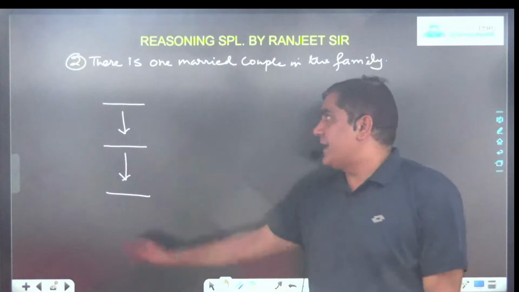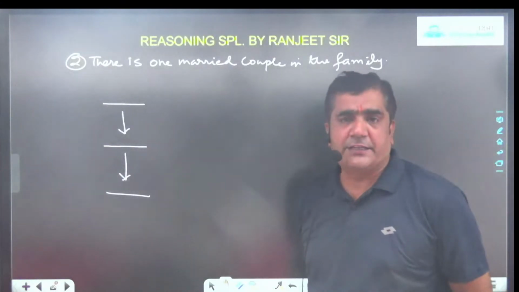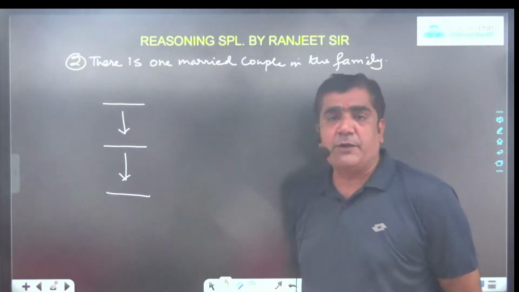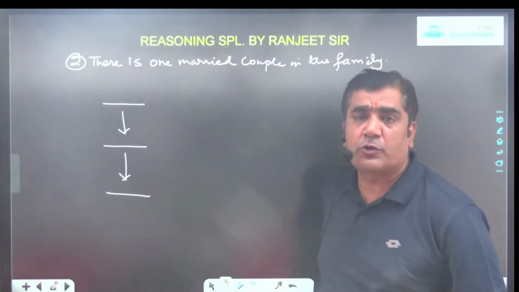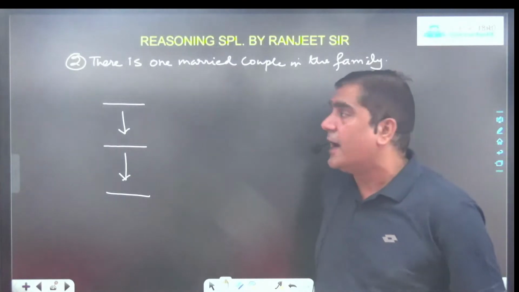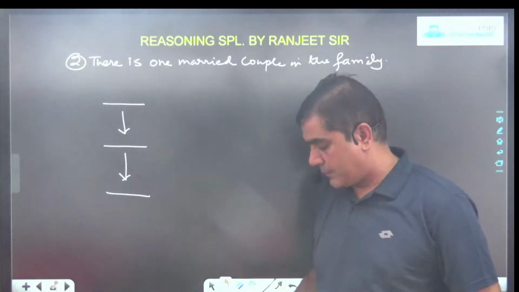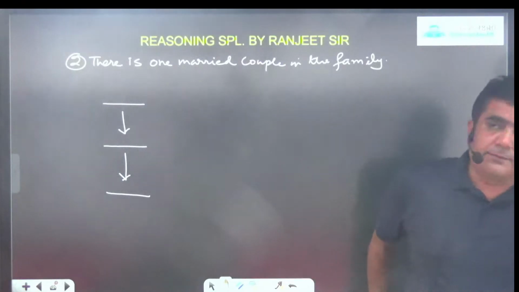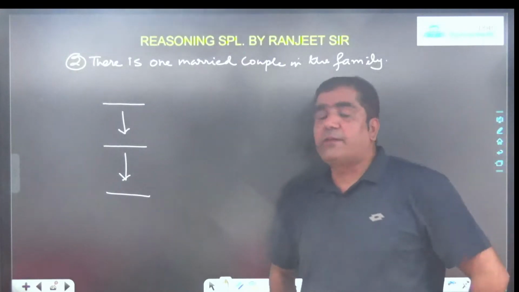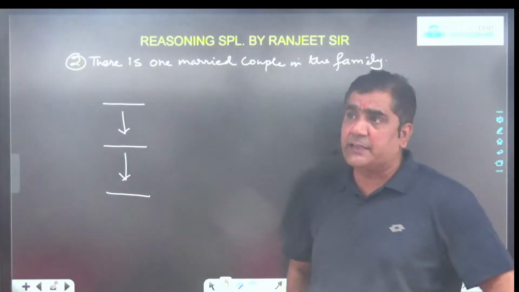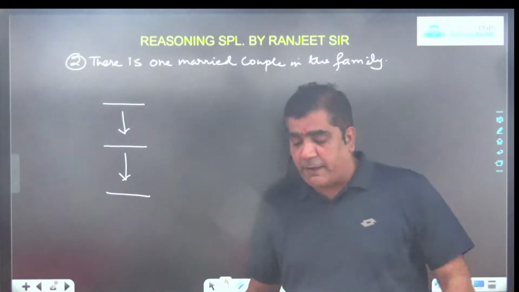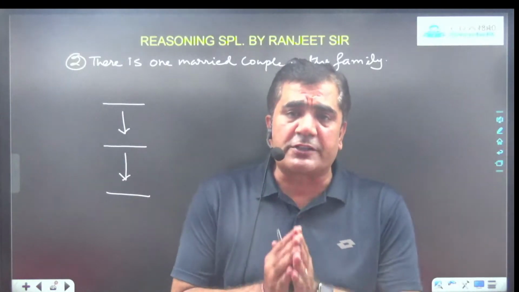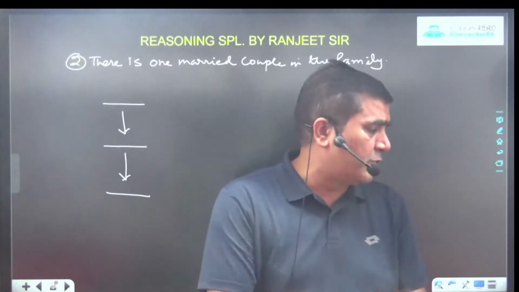Suppose they have given a three generation problem, and there is one married couple in the family. My question is, this married couple will belong to which generation, first or second? How to find out this one? Anyone who can tell me? If there are three generations in the family and there is one married couple, this married couple will be in which generation? Generation number 1, 2, or 3? Who can tell me the answer?